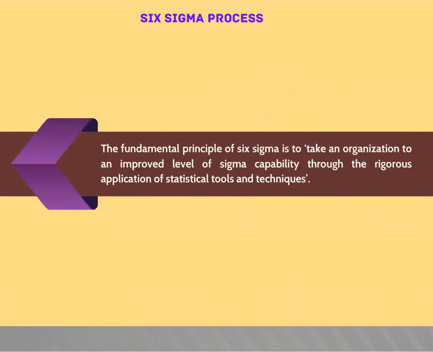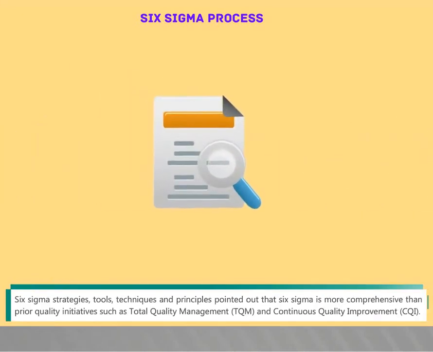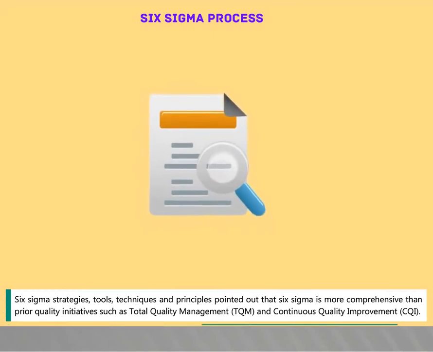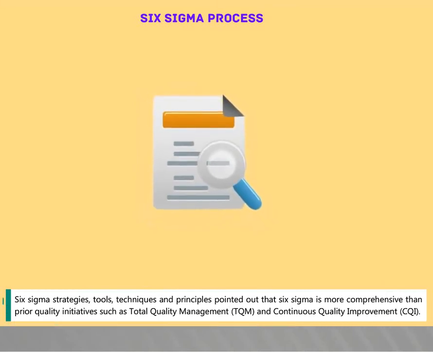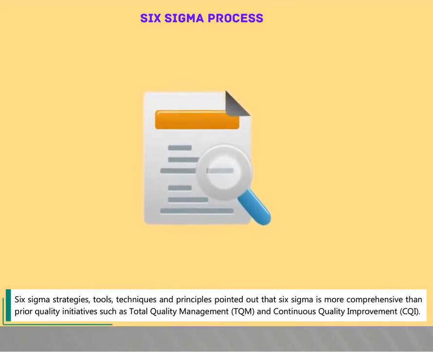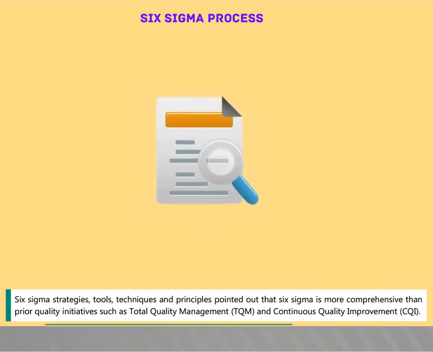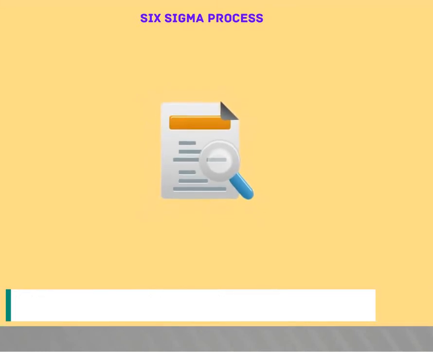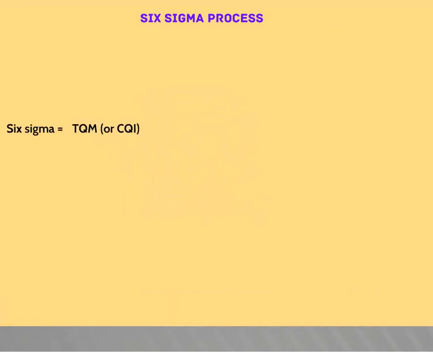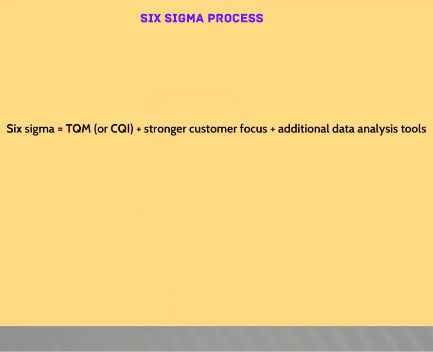The fundamental principle of Six Sigma is to take an organization to an improved level of Sigma capability through the rigorous application of statistical tools and techniques. Six Sigma strategies, tools, techniques, and principles point out that Six Sigma is more comprehensive than prior quality initiatives such as total quality management (TQM) and continuous quality improvement (CQI). Six Sigma is equal to TQM or CQI plus stronger customer focus plus additional data analysis tools plus financial results plus project management.